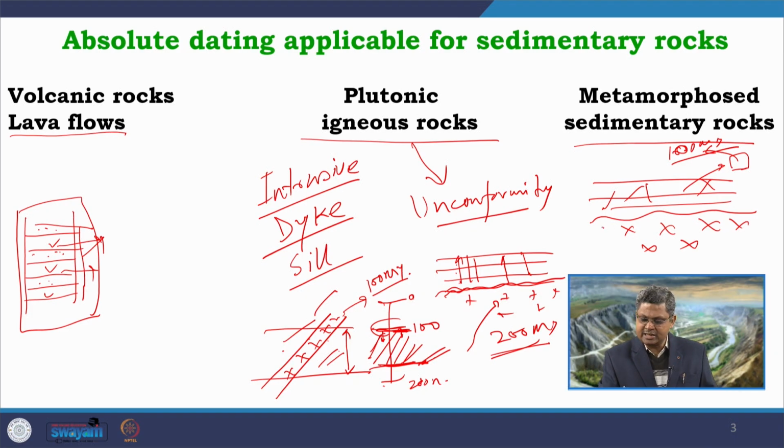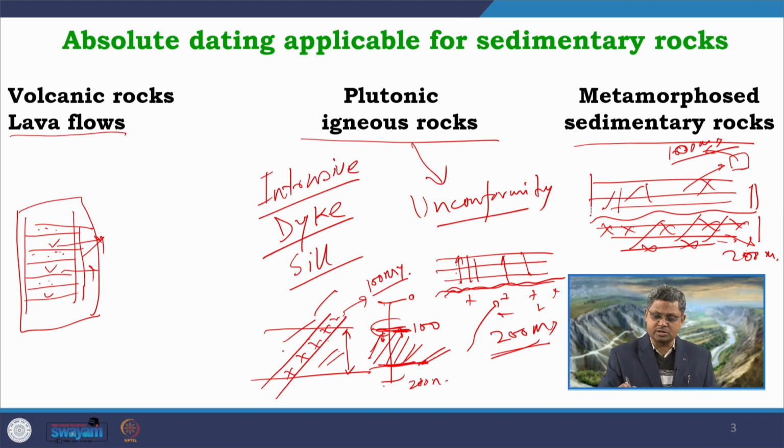Similarly, this basement rock may be a granite, now it is a gneissic rock, or maybe originally it was a sandstone, now it is a quartzite, and this quartzite is giving an age of 200 million years. So, in this case again the age of metamorphism is 200 million years, and on that this sediment layer was deposited. So, this sediment layer should be younger than 200 million years. So, the maximum age of the sediment unit possible is 200 million years, it cannot be older than that.